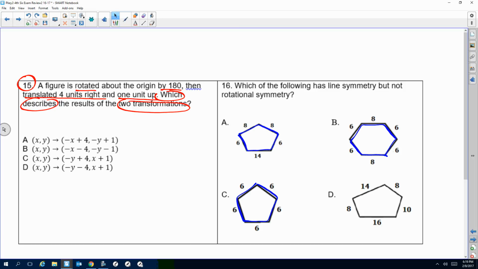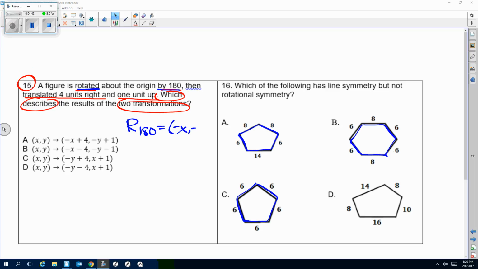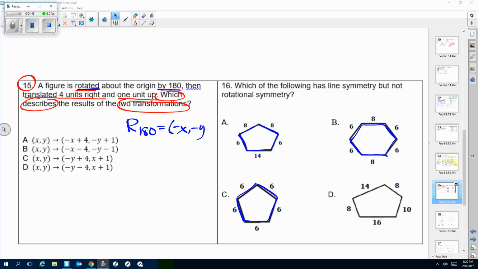If I'm rotating, the first one says we're going to rotate 180 degrees. R 180. What's the rule for that? Negative x, negative y. Sorry that the board froze on me again. Apologize. Hold on just a second. Okay, so back to what we're doing. There is our rule for rotating 180, okay?